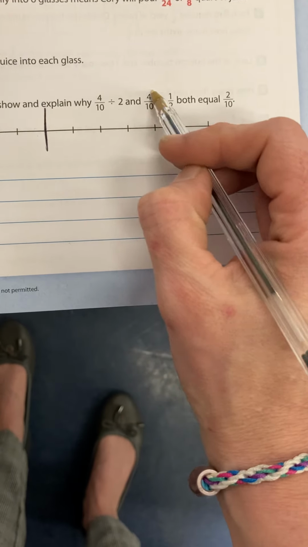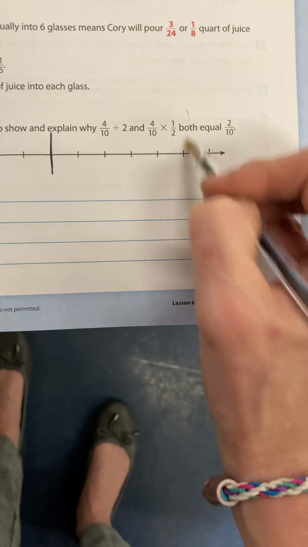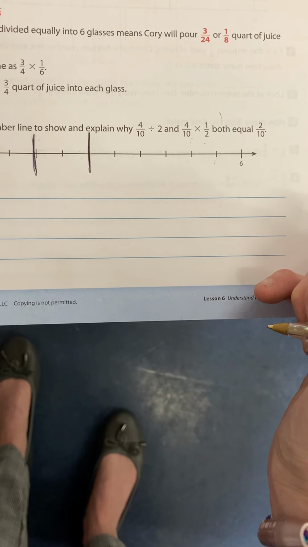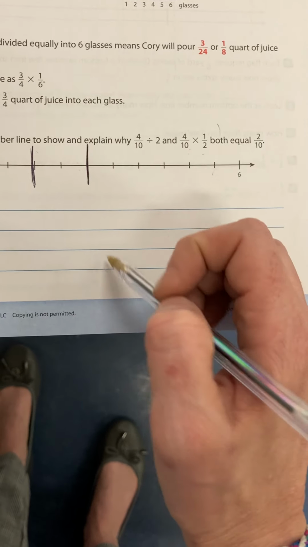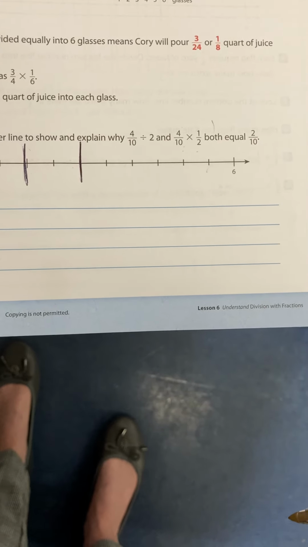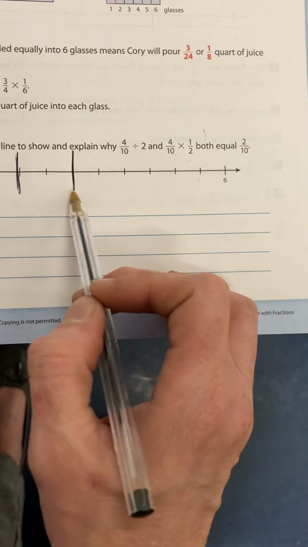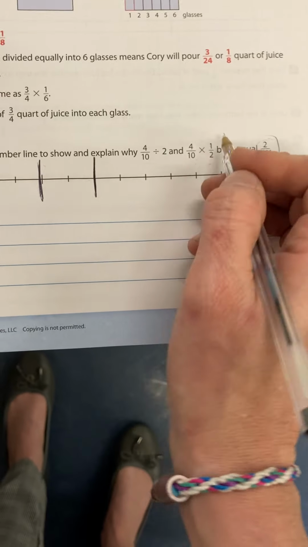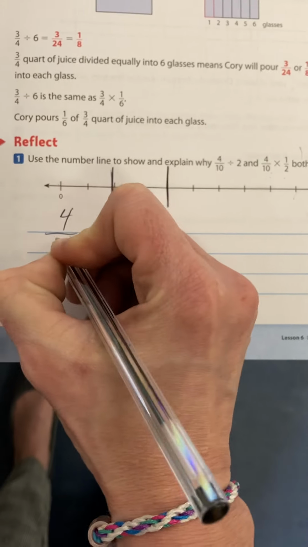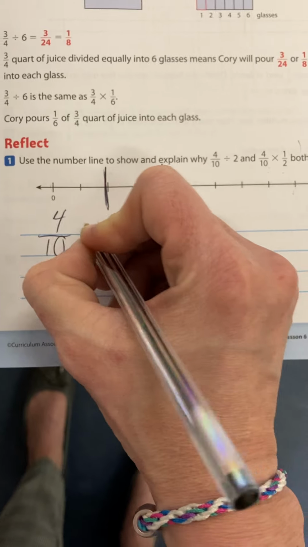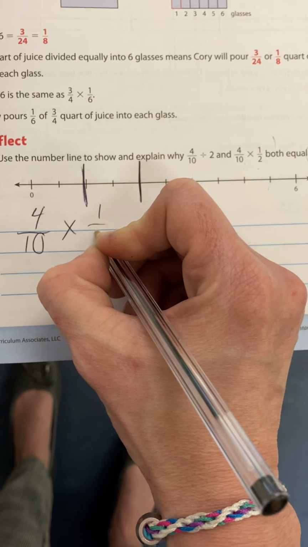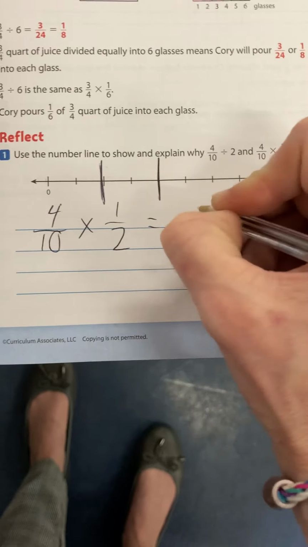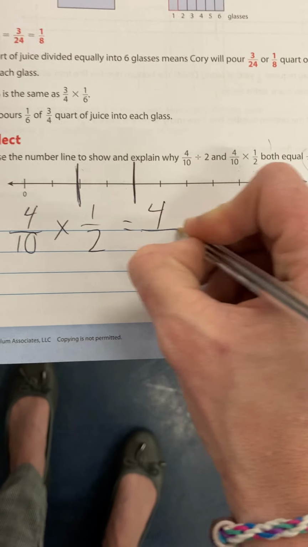Or if we have 4/10 times 1/2, we have 4/10, and we are taking half of that amount. So when we take half of 4/10, we're still taking our 2/10. So that's why you can keep, change, flip. 4/10 times 1/2 is the same thing as 4/10 divided by 2. It's just explaining why keep, change, flip works.